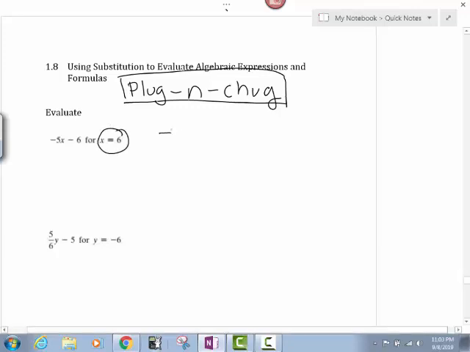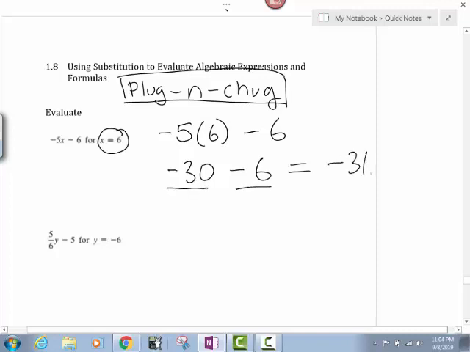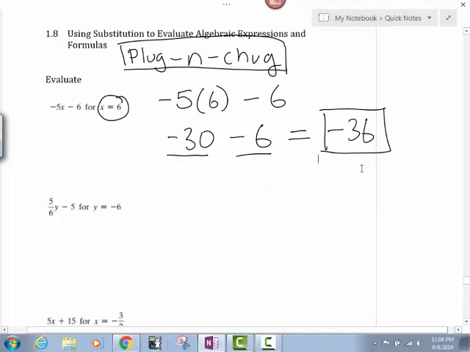So what I'm going to do here is I'm going to plug my number 6 into my expression. According to the order of operations, I need to be doing my multiplying first. Negative 5 times 6 is a negative 30 minus 6. So let's think about this. I owe you $30. I borrow 6 more. Now I owe you 36. Okay. Let's try the next one.